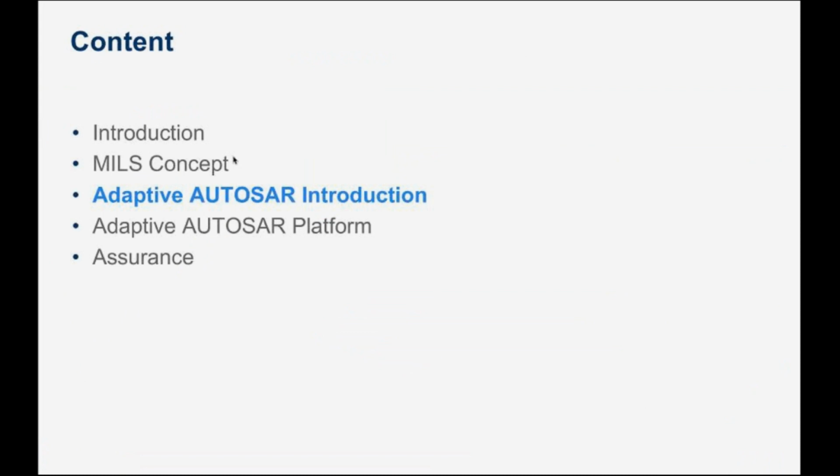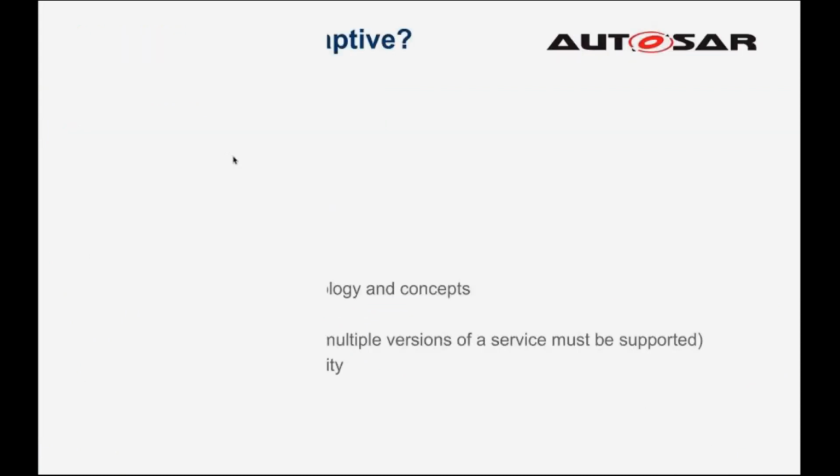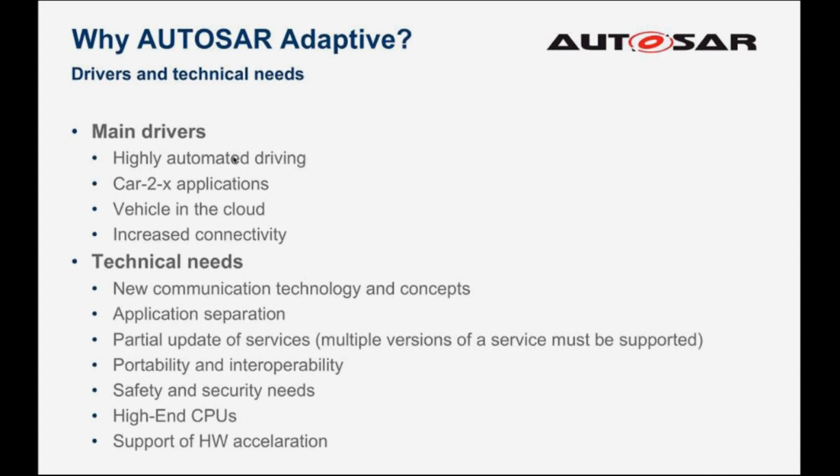How does this tie into the AUTOSAR world? So first of all, let's have a look at what and why do we need a new AUTOSAR version. Mainly because we have new requirements arising. We have highly automated driving that we want to support. There are new communication methods like Car2X.